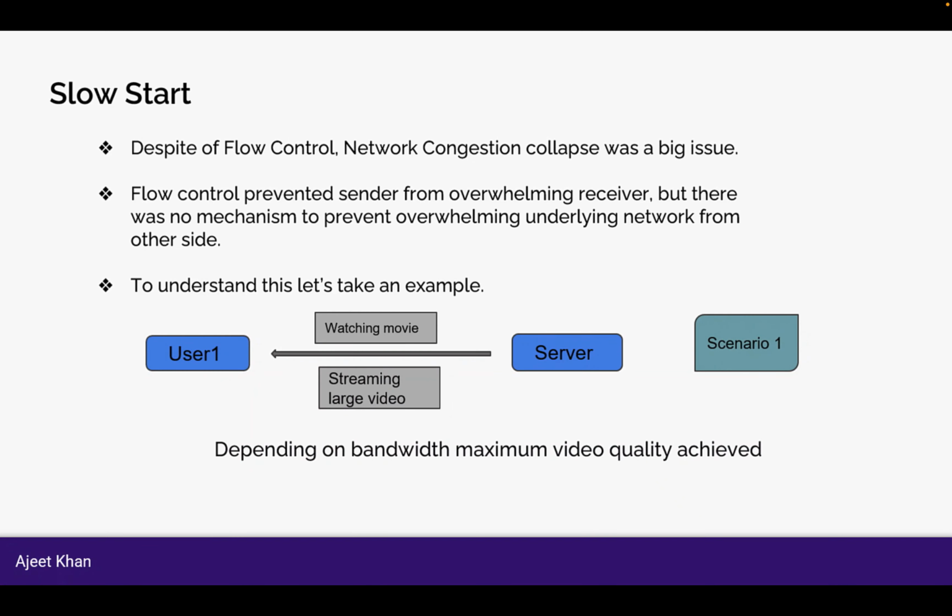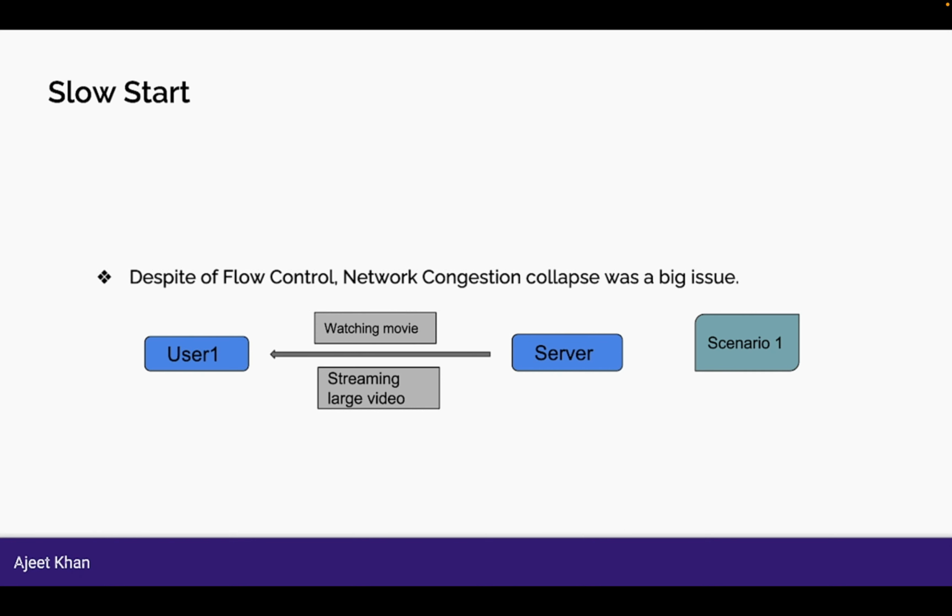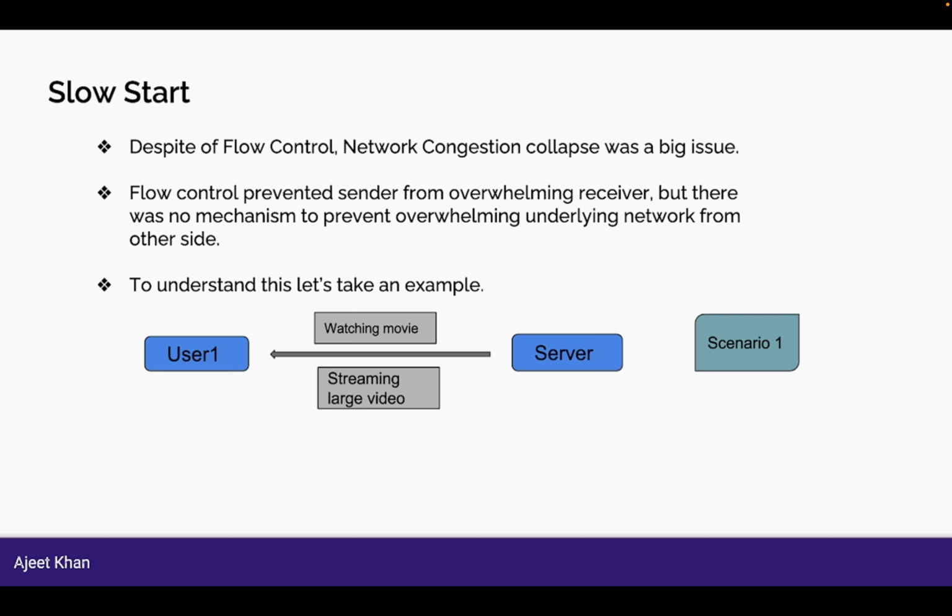In this video, we are going to learn about slow start. As we have seen, despite flow control, network congestion collapse was a big issue. Flow control prevented the sender from overwhelming the receiver, but there was no mechanism to prevent overwhelming the underlying network from the other side. To understand this scenario, let us take an example.